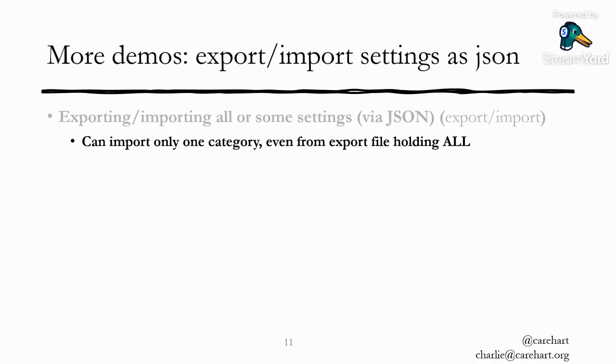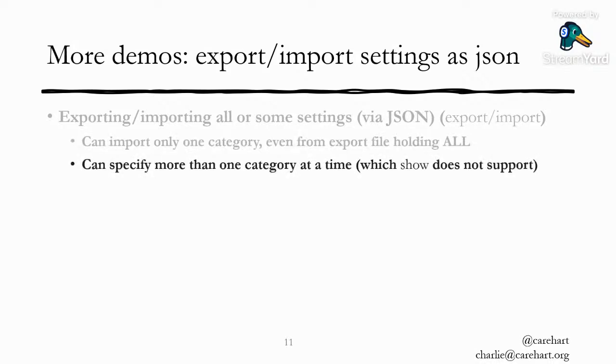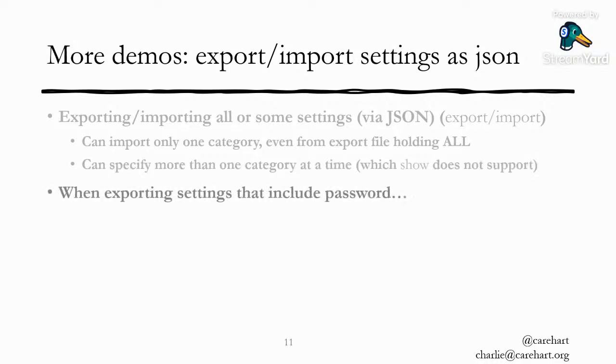So it'd be done by name of the category. If I said I wanted to import the scheduled tasks from a file that had everything else, I could just say, just import the scheduled tasks. And you can even specify more than one category at a time. So I could say import scheduled tasks, comma, data sources, and I would be bringing in the scheduled tasks and the data sources at once. That's cool. The show command doesn't offer that. It's show one category. I demonstrated that myself.